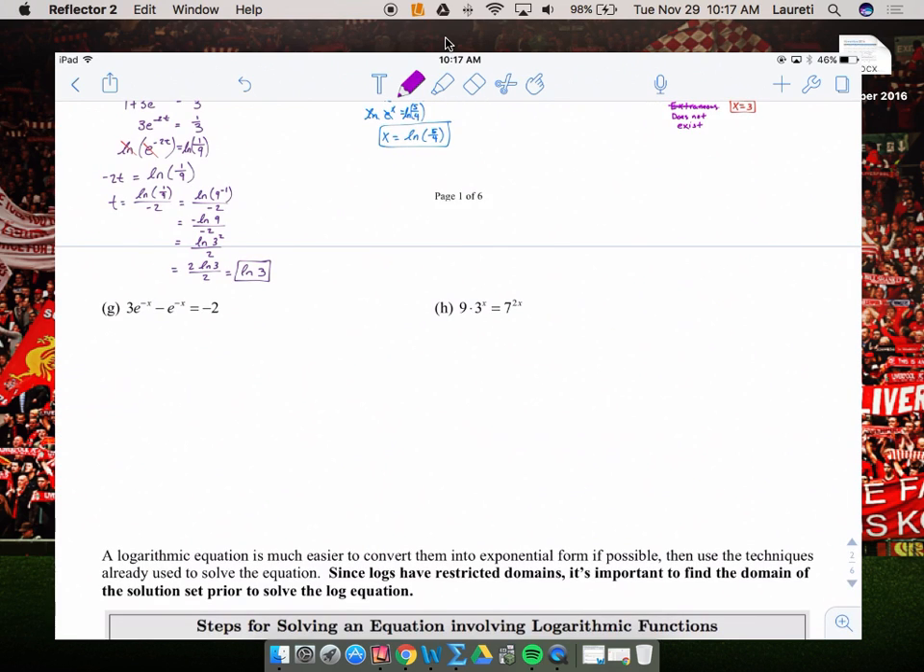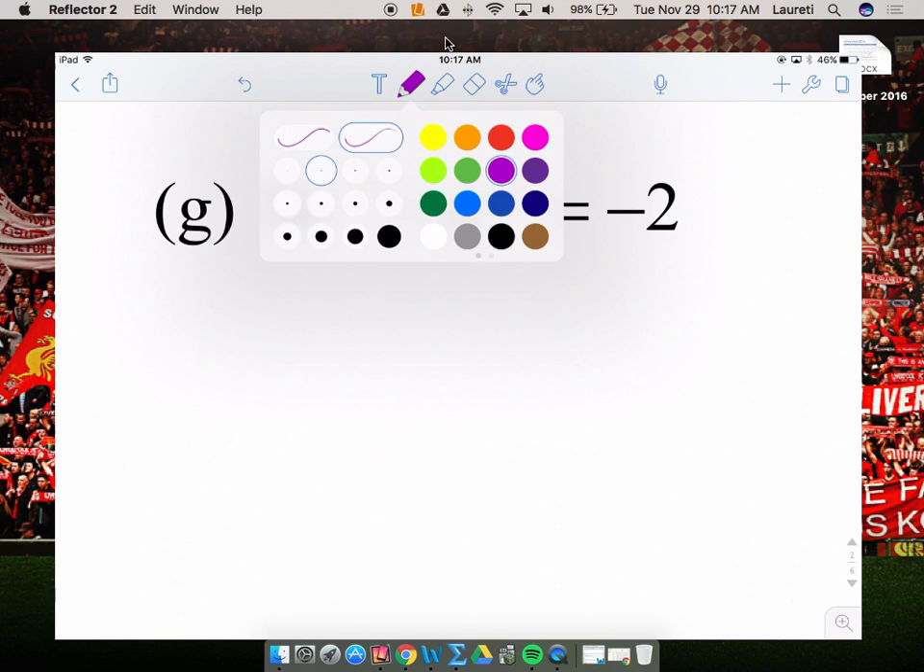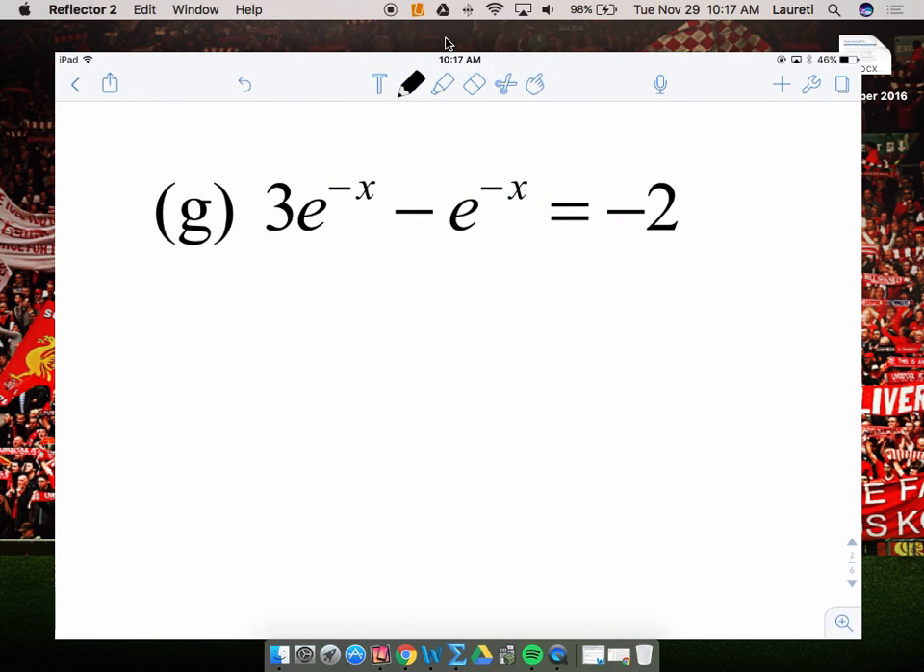Okay. So 2 more. All right. So this second term should be e to the x, not e to the negative x. That's the typo. So you have 3e to the negative x minus e to the x equals negative 2. What I'm going to do is rewrite the first term. Make it 3 over e to the x minus e to the x equals negative 2. Okay?